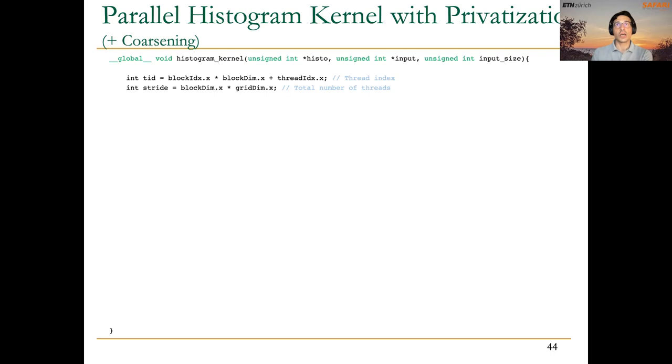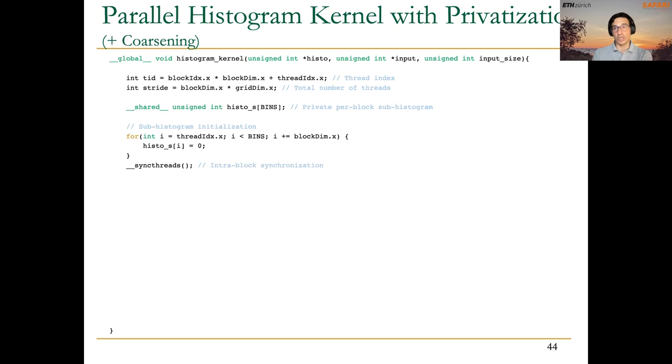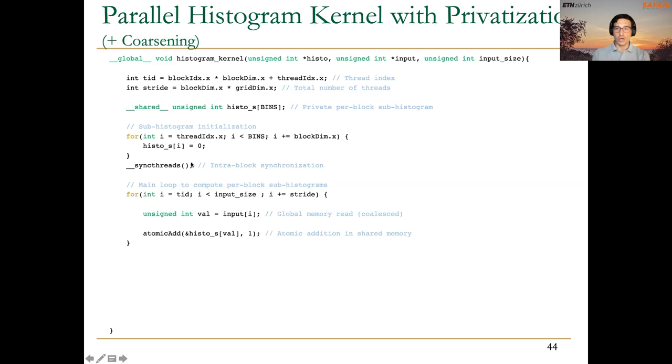As usual, we start with the thread ID, the global thread ID based on the block ID and the local thread ID. We are also going to use this stride, that is the total number of threads. And we declare the private per block subhistogram. And then we do some subhistogram initialization. This means initializing all the bins of the histogram with the identity value, that in this case is zero. After this is done, all the bins of the private histogram are equal to zero.